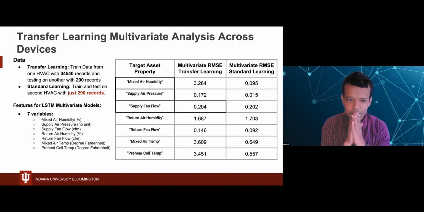So here is one experiment that we did. We had two HVAC units. In one unit, we had around 34,000 records in a time series. In the second one, we had only 290 records. And that is a very ideal case, because if I train on 290 records, the model prediction would not be very good. So the question that we are asking is, can we train our model on this first HVAC with 34,000 records and then predict values for the second one with just 290 records? So we did that in this case.